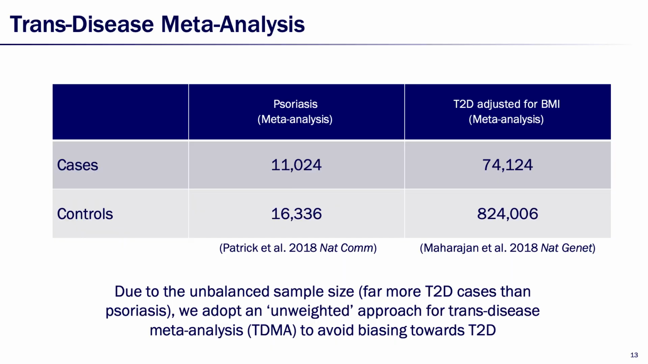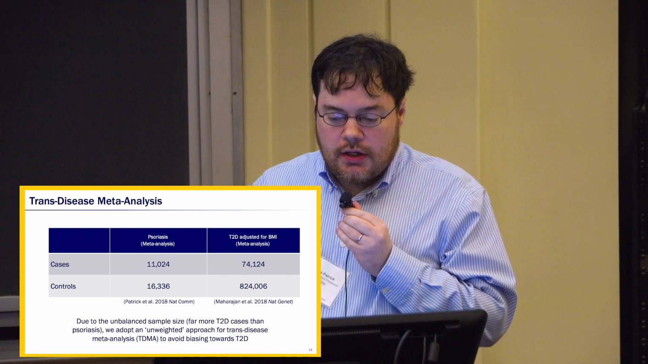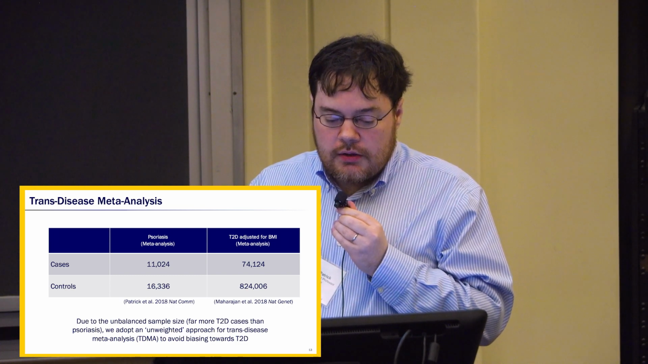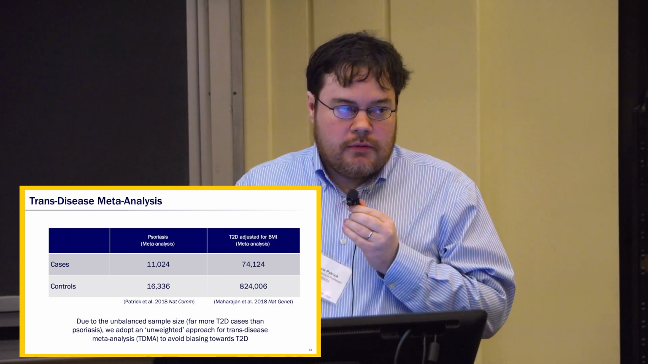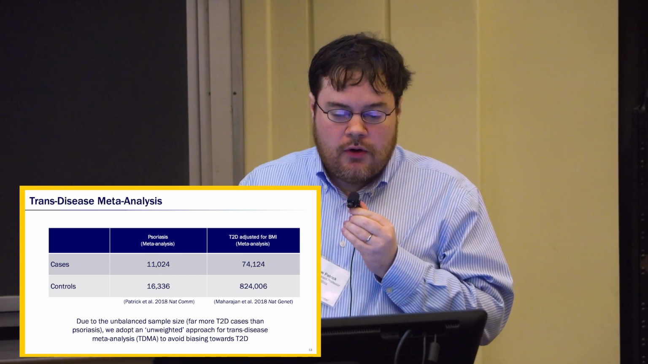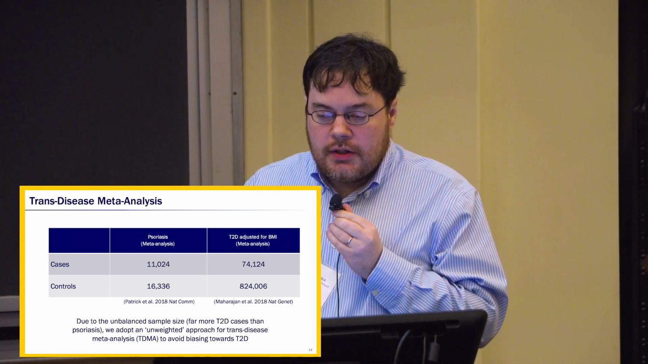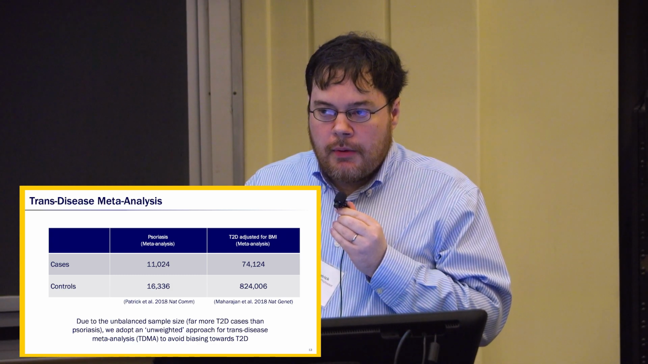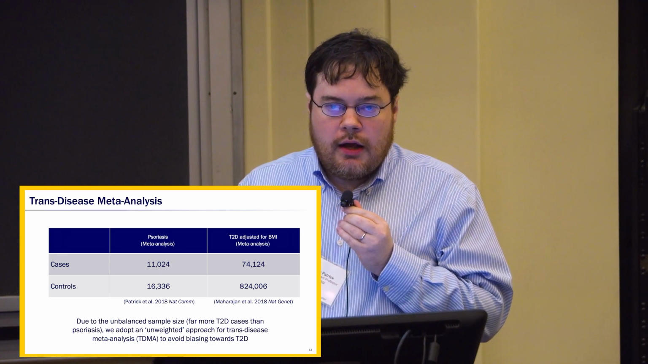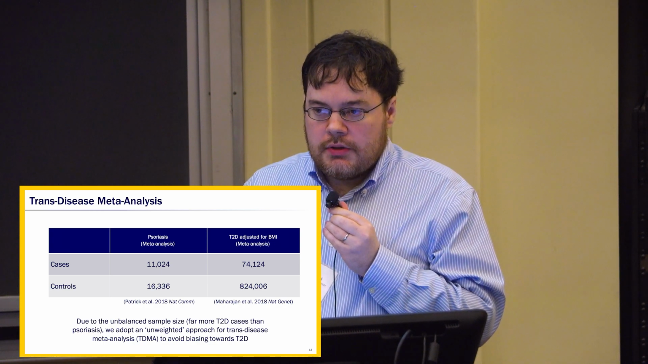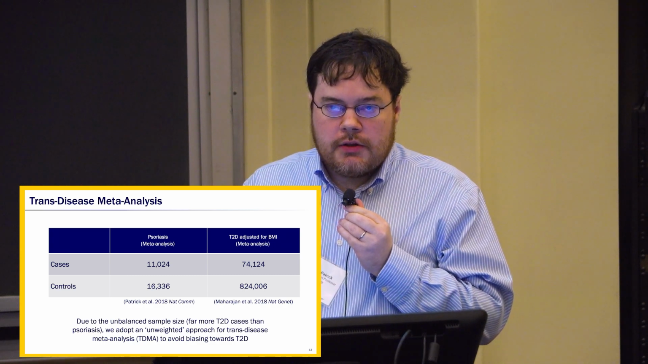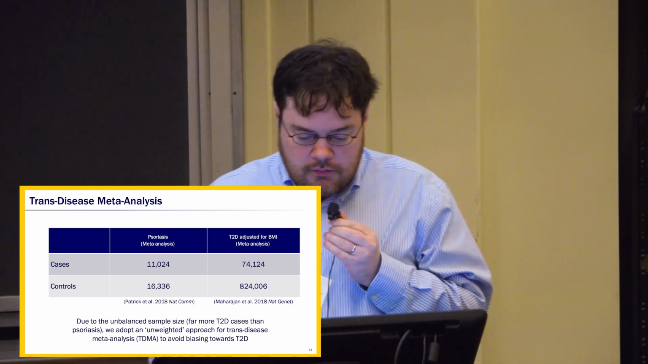So we took the summary statistics for diabetes and psoriasis and performed trans-disease meta-analysis between them. For psoriasis we had around 11,000 cases and for diabetes 74,000. Due to the imbalance in the sample size, since we have a lot more samples for type 2 diabetes, I took a balanced approach rather than a standard inverse variance weighted meta-analysis. I treated the effect sizes as being equally weighted between the two.